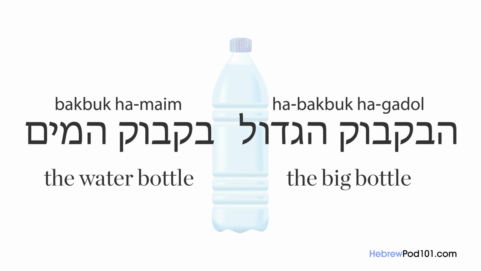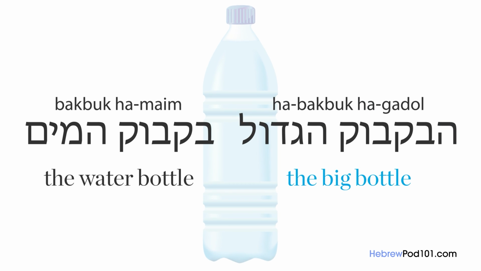Another rule the smichot is altering is the prefix ha, which means the. As you may know, when turning an indefinite noun into definite, we add the prefix ha to the noun itself, and also to the adjective it has. For example, the big bottle will be habakbuk hagadol. However, in smichut compounds, only the describing noun gets the prefix ha, like so, bakbuk hamayim, the water bottle.